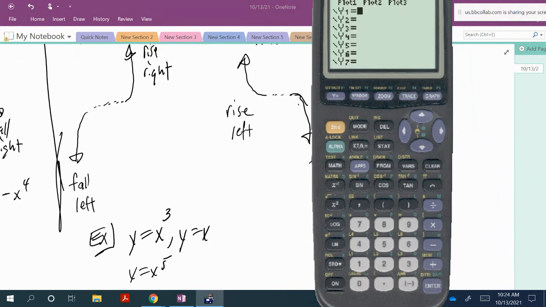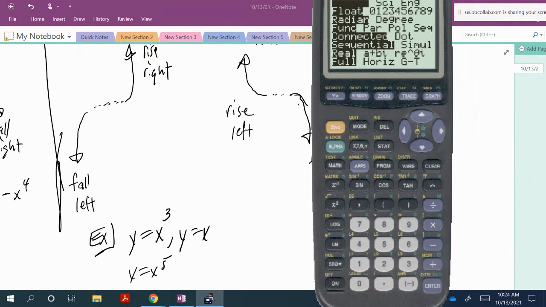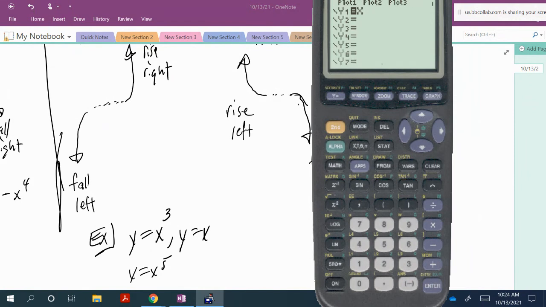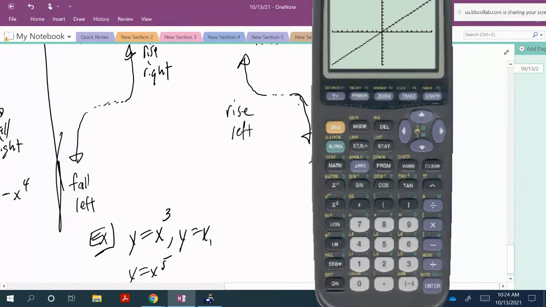We can put in y equals x, right? And it falls to the left, rises to the right. We could also put in x to the fifth, and you'll see that it falls to the left and it rises to the right.